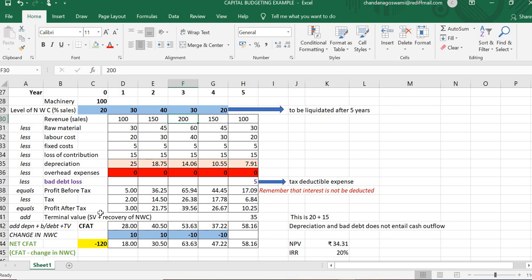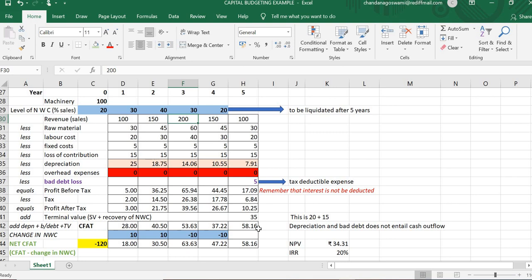tax. To this profit after tax, we will have to add the terminal value which comes only in the last year. So this last year we are getting a terminal value of 35. Where are we getting this from? Remember we said the machine will have a salvage value at the end of 5 years, that is 20. Okay. And another 20 was supposed to be liquidated from your working capital. But we said 5 is a bad debt. So this 5 is out here. Okay. Which means that balance 15 will be available. So 20 plus 15, this is 35 out here.